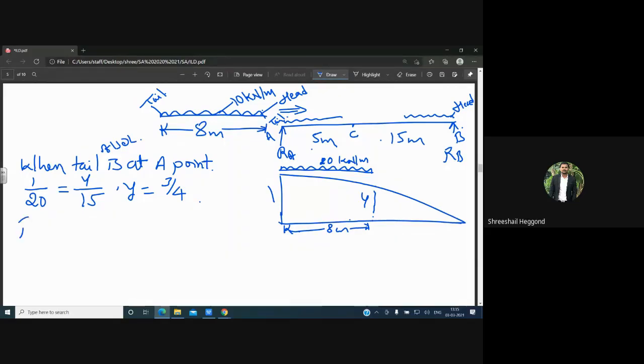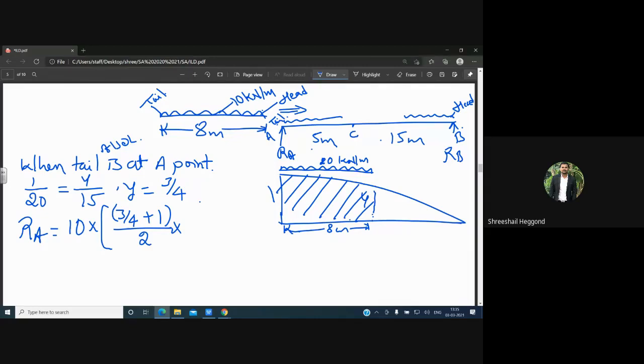Therefore, the reaction at A can be calculated as the applied load, 10 kilonewton, into the area of the trapezoid. The trapezoid is this one where the UDL is acting. That can be given as (3/4 plus 1) divided by 2 into the perpendicular distance of 8 meters. That will be the RA value.